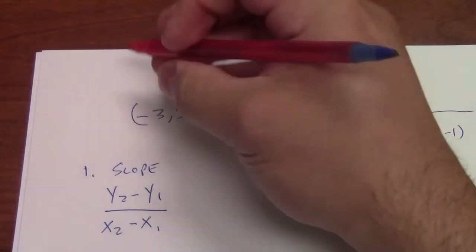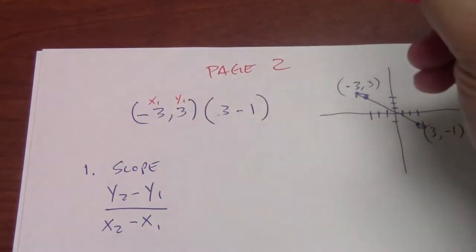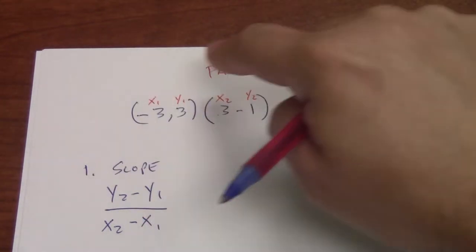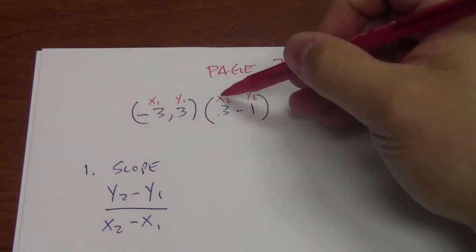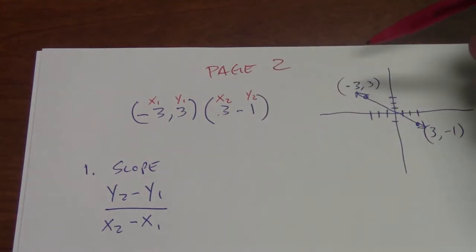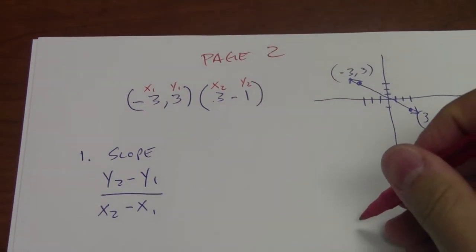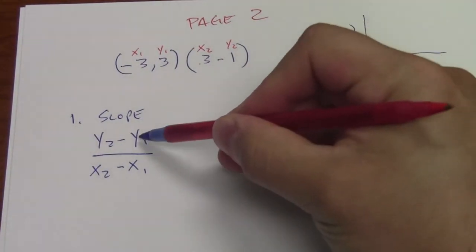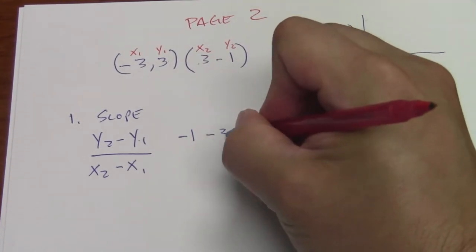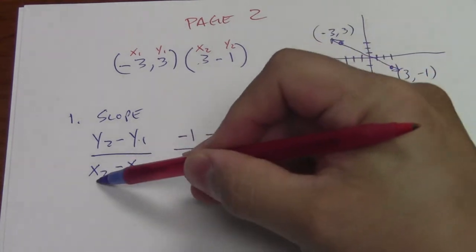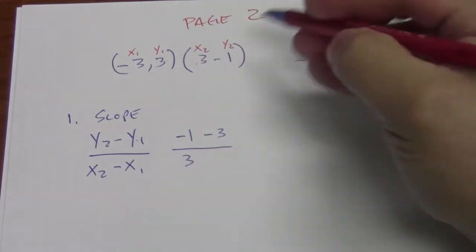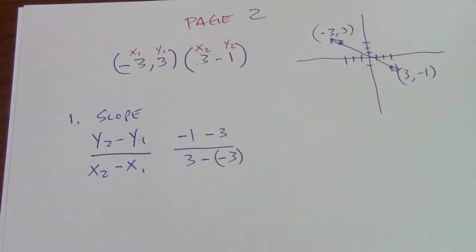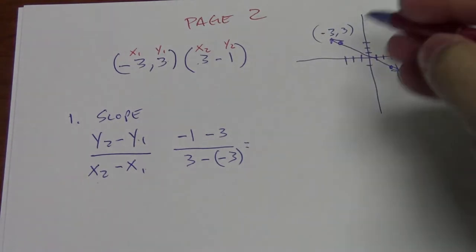Now I usually label mine just so I don't mess them up. So that's x1, that's y1, that's x2, that's y2. And it doesn't really matter, like if I put this one first and made this x1 and y1, it doesn't matter as long as you're putting them in the right order. So let's go ahead and try and solve this. y2 is negative 1, y1 is 3. And x2 is 3, x1 is negative 3, so it's a minus negative 3. Remember to do that.